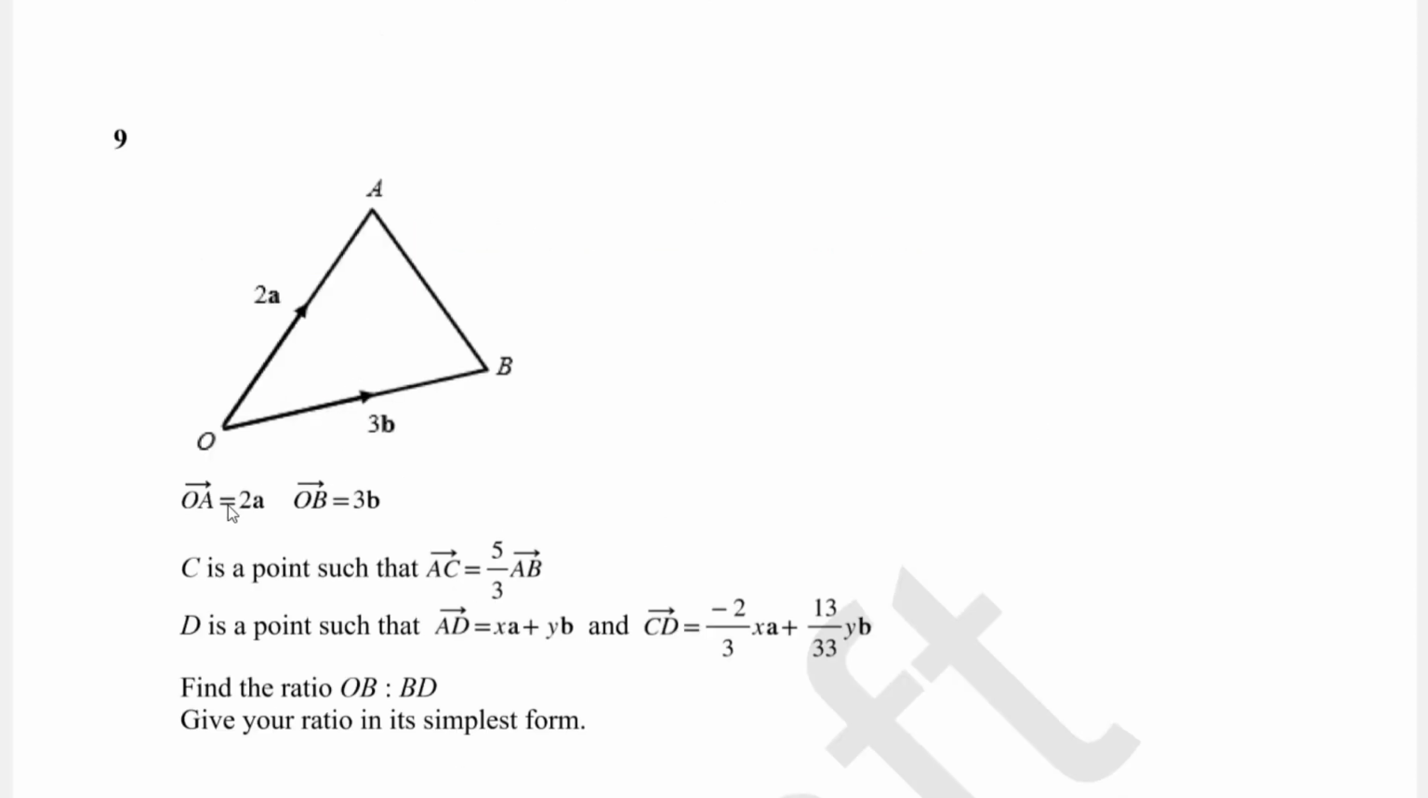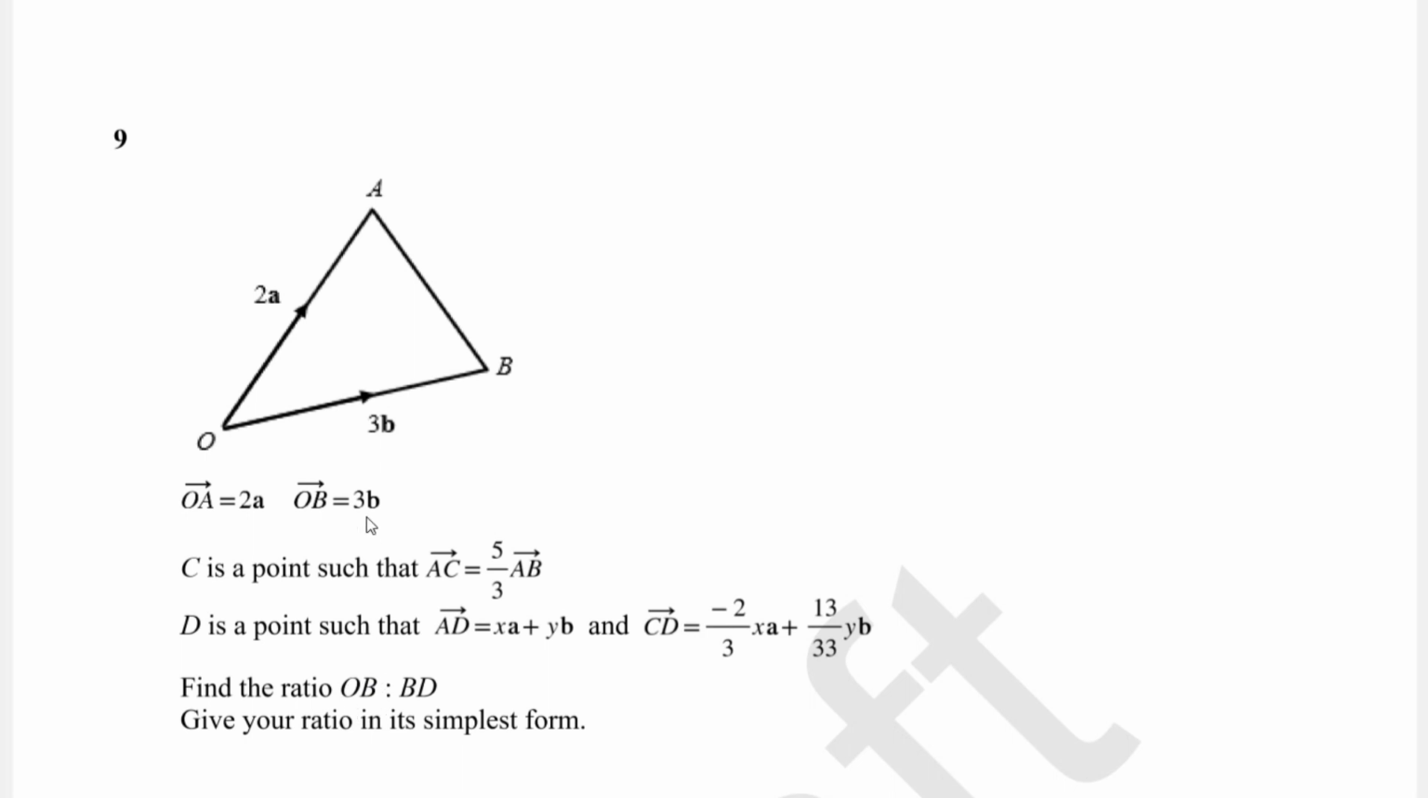Question number 9. We've got the vector OA, which is equal to 2a, and the vector OB, which is equal to 3b. C is the point such that the vector AC is equal to 5/3 AB. D is a point such that AD is equal to XA plus YB, and CD is equal to negative 2/3 XA plus 13/33 YB. We have to find the ratio OB to BD, give your answer in its simplest form.